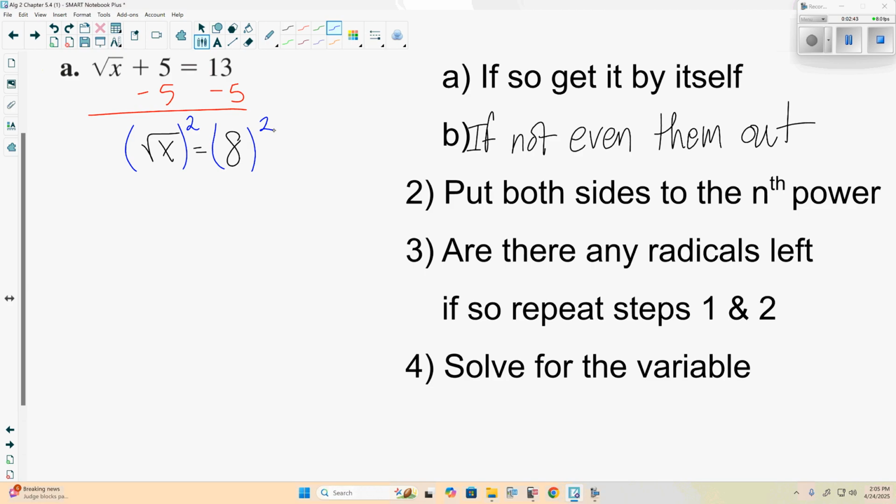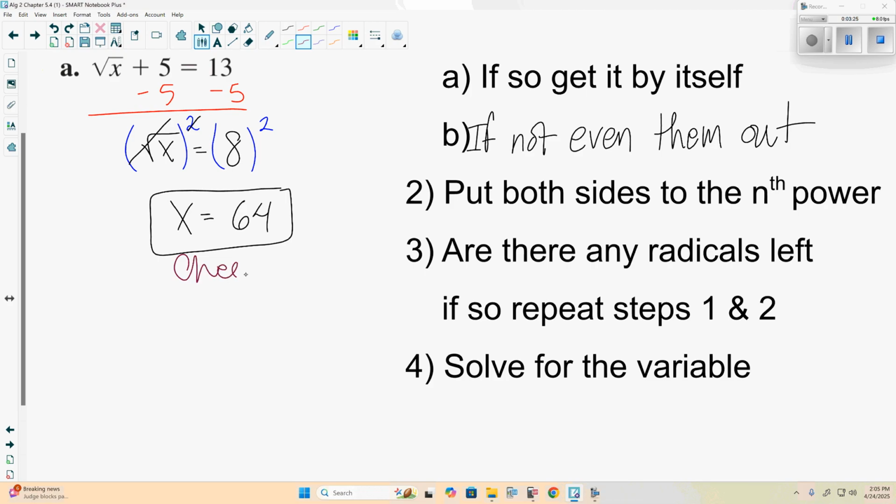Because when we square a square root, the square root and square will simplify, leaving us with x. 8 squared, 64. Now when we square both sides or put both sides to an even power, we do not put the plus or minus. When we take the square root of both sides or put both sides to an even root, we put the plus or minus. Because here we're taking the square root of it, there's only one solution with this here. When we have x squared equals 64, we have 2 possible choices.